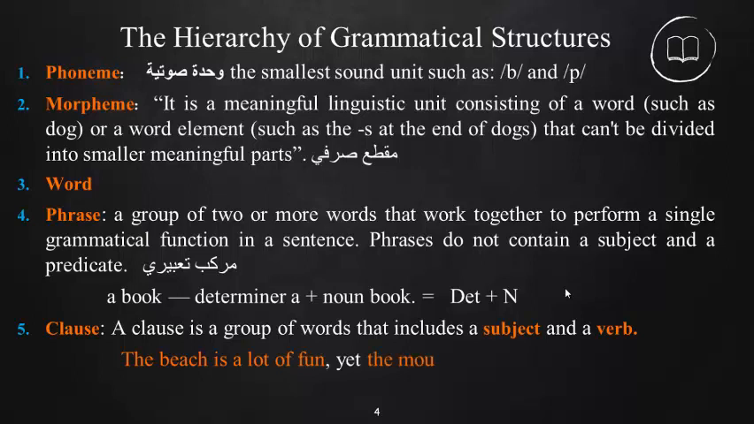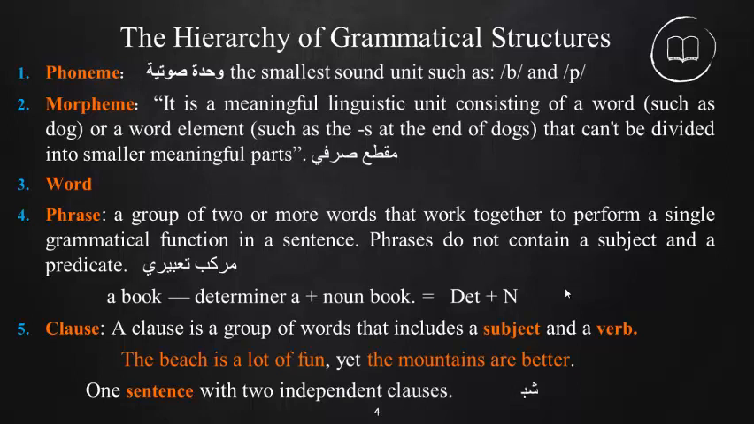Then clause. A clause is a group of words that include a subject and a verb. Let's look at this example. The beach is a lot of fun, yet the mountains are better. So this is a sentence, and it contains 2 clauses. The first clause is the beach is a lot of fun. The subject is the beach, and the predicate is is a lot of fun. And then there is the second clause, which is the mountains are better.